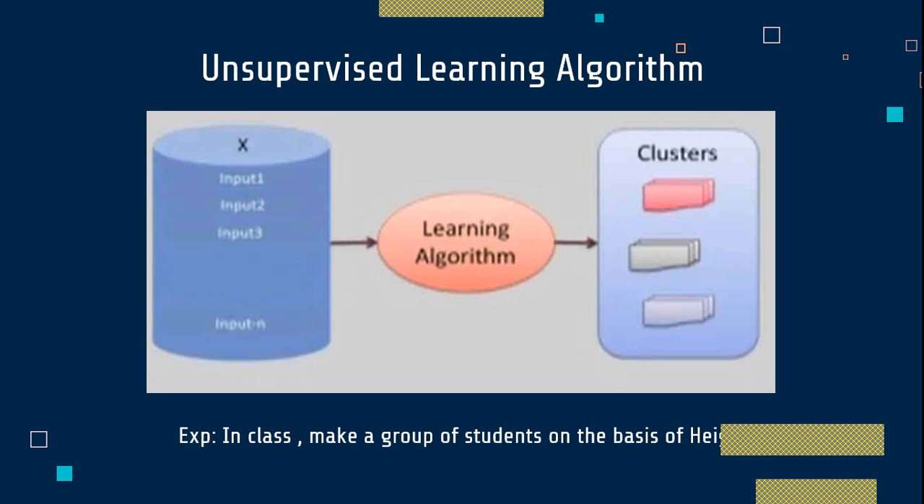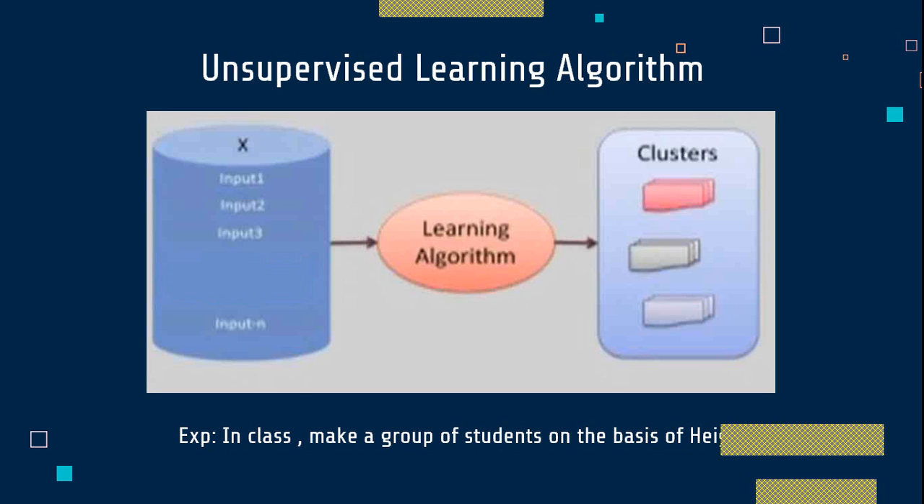For example, in a class, make groups of students on the basis of height. Before giving this height data to the machine learning algorithm, I don't know how many clusters will be generated. There may be 2 clusters, 3 clusters, or 4 clusters. But whatever clusters or groups are created by the algorithm, once it creates them, I will give the names. The first cluster is called the highest heighted students in my class, the second cluster is the second highest heighted students, and so on.